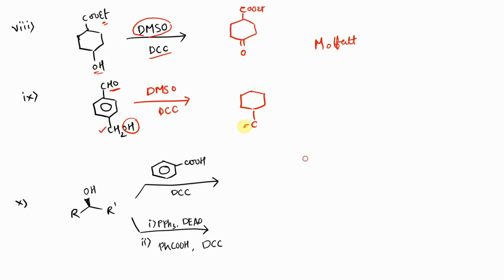C double bond O H. So there was already one more aldehyde group present over here. This is nothing but the Moffatt oxidation. So when you treat a free hydroxy group with DMSO and DCC, that will lead to the formation of an aldehyde. Understood?